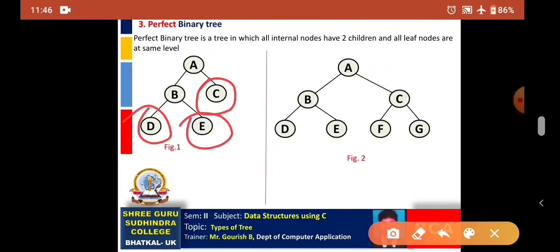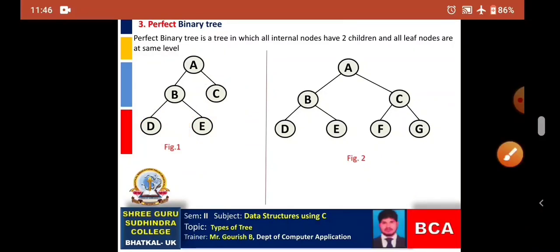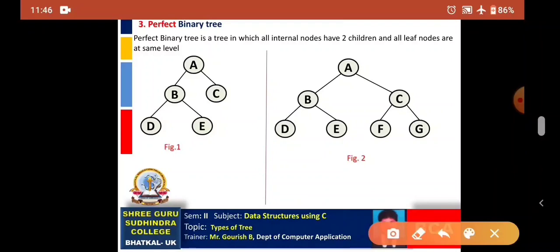That is the reason figure 1 is not a perfect binary tree. What about figure 2? Figure 2 is a perfect binary tree, right? See here, the first condition is all the internal nodes should have two children, right? So the internal nodes here are A, then B and C, and leaf nodes are D, E, F and G. All the internal nodes have two children.